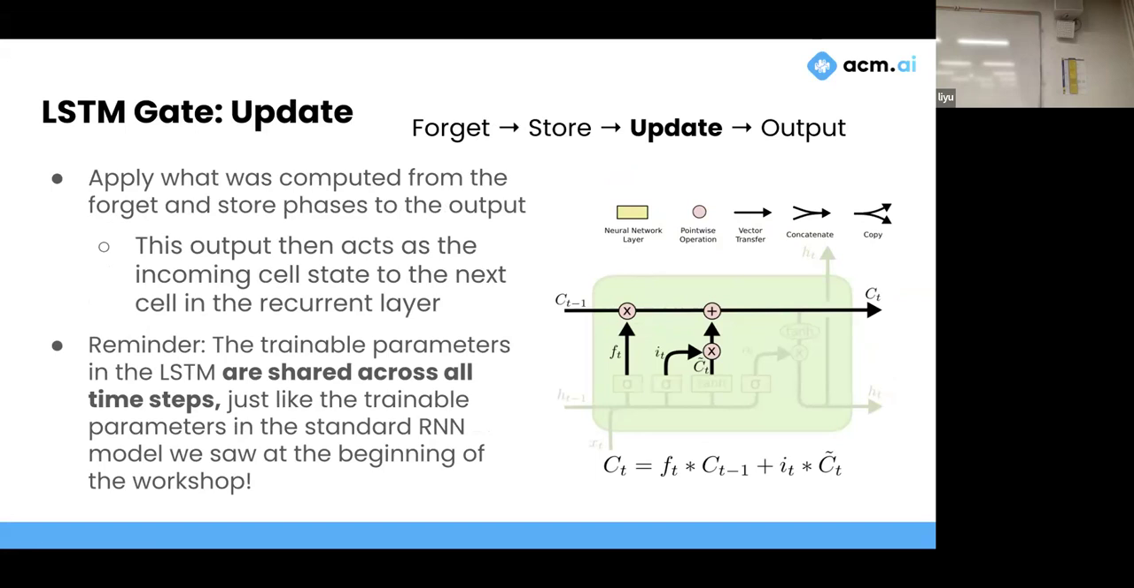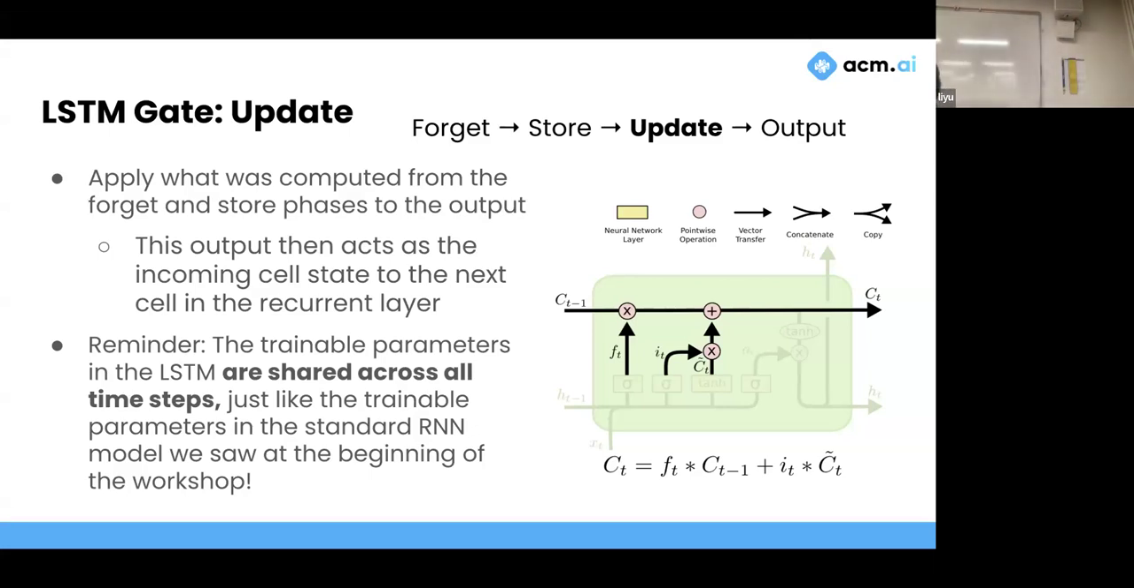Specifically, all we're doing in the update stage is taking our store and adding it to our cell states so that we have new memories. We're adding the new memories that we have. And then for the forget stage, we're multiplying it by our previous cell state so that we diminish or keep the memories that we want to keep. So that's all that's happening in this case.